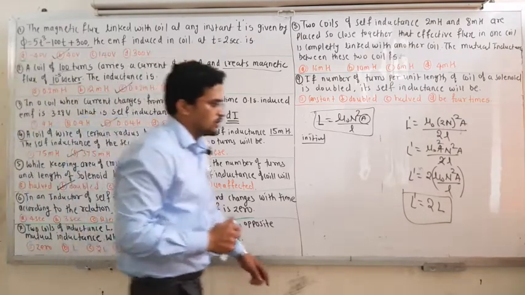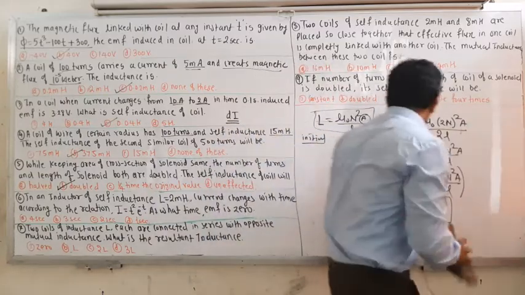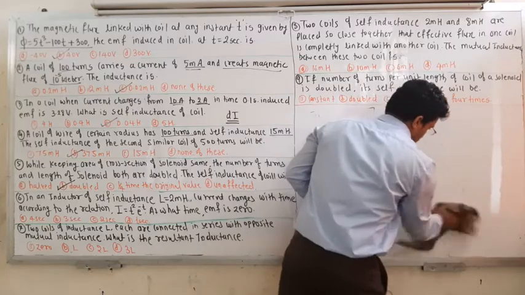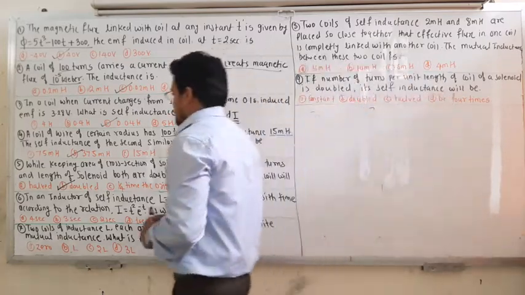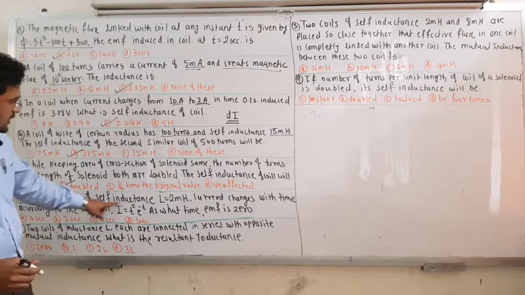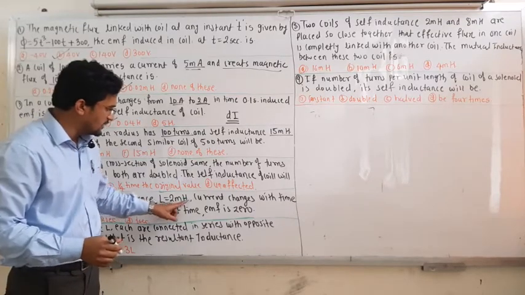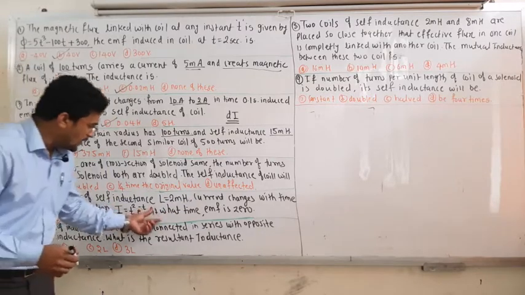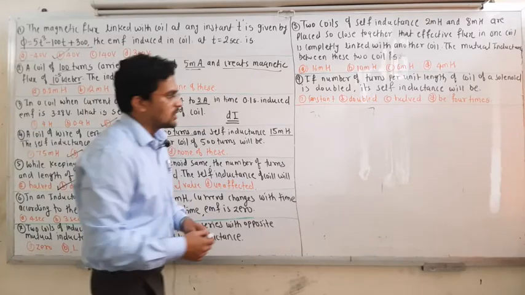Okay, so next one, moving towards the next question. That is question number 6. In an inductor, the self inductance L is equal to 2 millihenry. A current changes with time according to the given equation. At what time is the EMF 0?